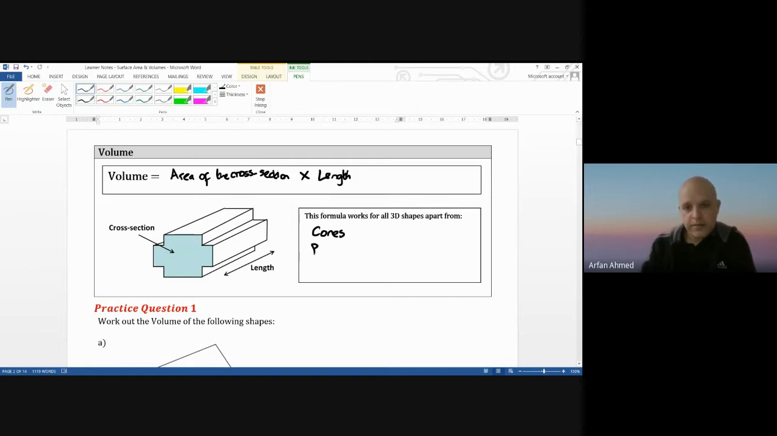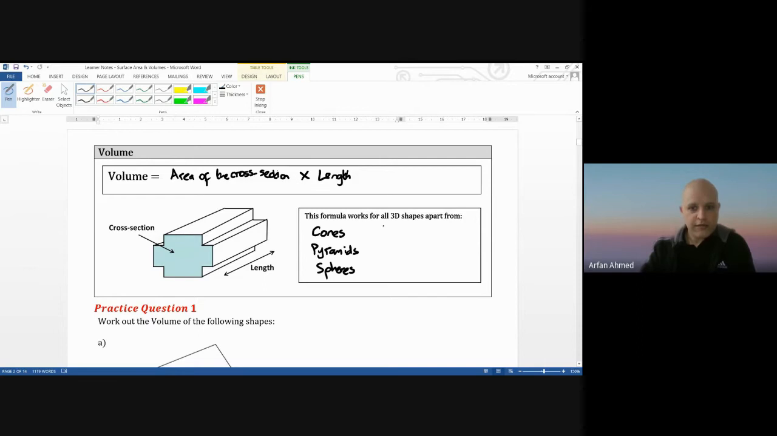Things like pyramids, again, same sort of thing. Doesn't matter which way you slice it, all the slices are going to be different, so we can't use it for that. And the other shape it doesn't work for is spheres. Yep, so if you try and slice a sphere, it doesn't matter which way you try and slice it, again, all the slices are going to be different.